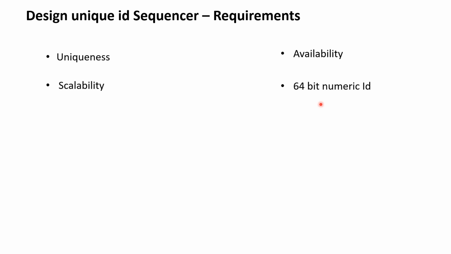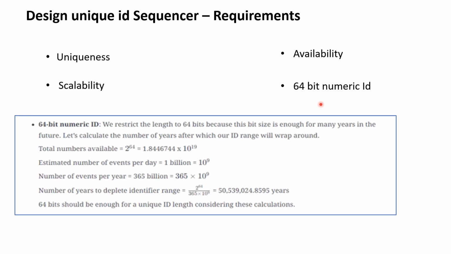a 64-bit numeric ID will fit the bill, right? You can see the calculation here. If we take a 64-bit numeric ID, the numbers available are 2 power 64, right? And that gives you this big number, right?